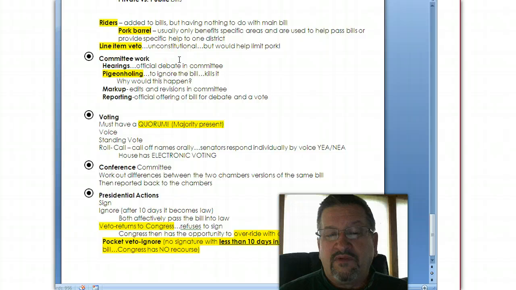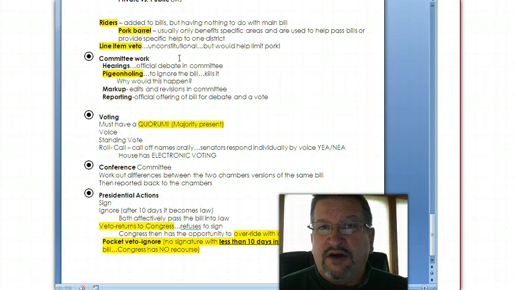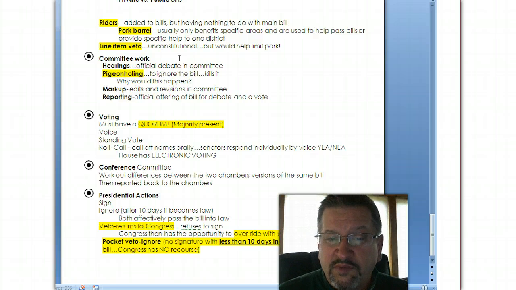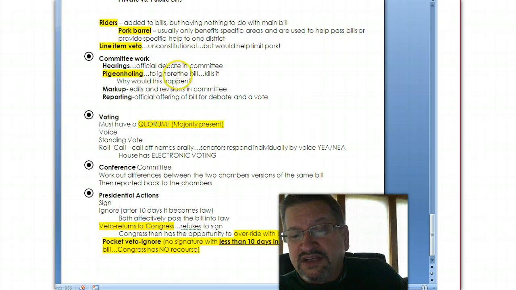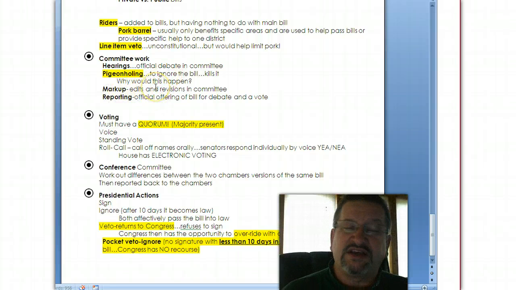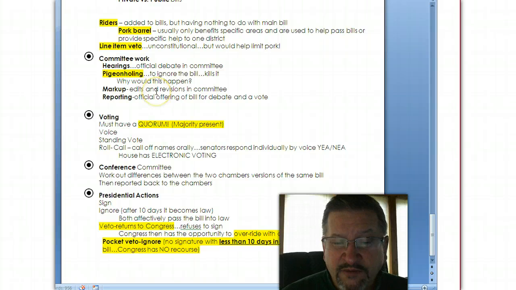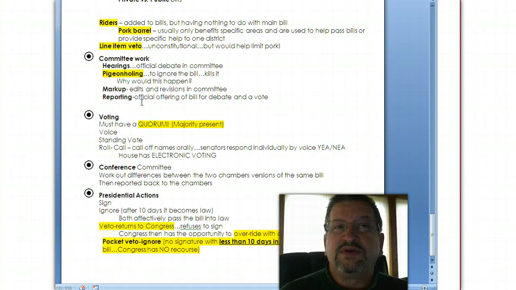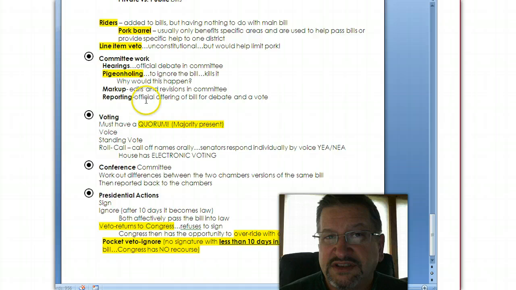All right. We know that riders are things added to bills, oftentimes to help get other senators or congressmen to vote for the bill. Pigeonholing means that in the committees, the committee ignores the bill, doesn't talk about it at all, which kills the bill. In those hearings, they can have markups, which are like edits or additions that you add to the bill. And then once that work is done, the committee will either vote to pass the bill on with favorable support, or to send an unfavorable report and say that we don't like this bill.